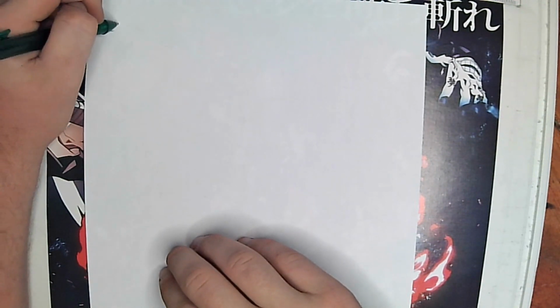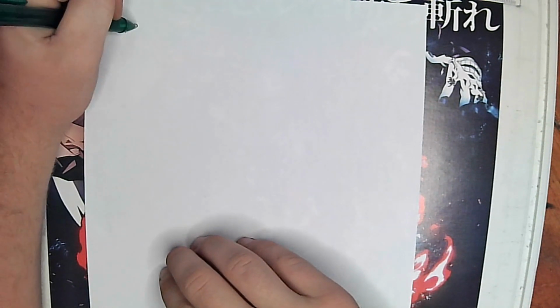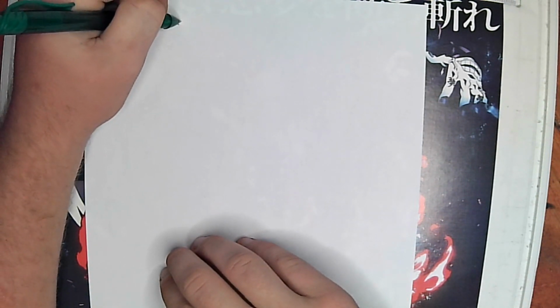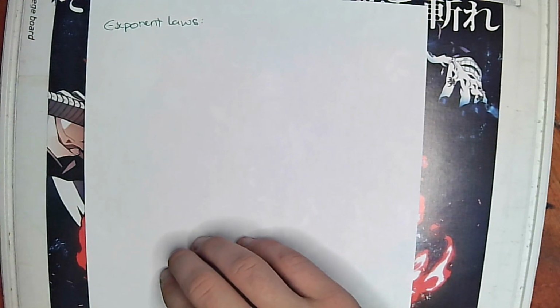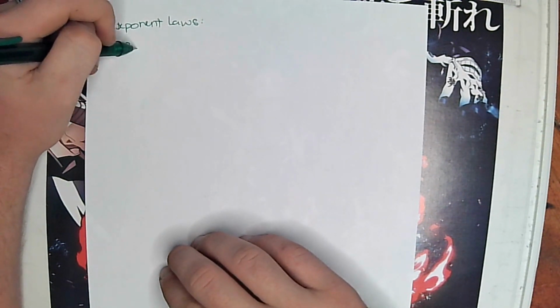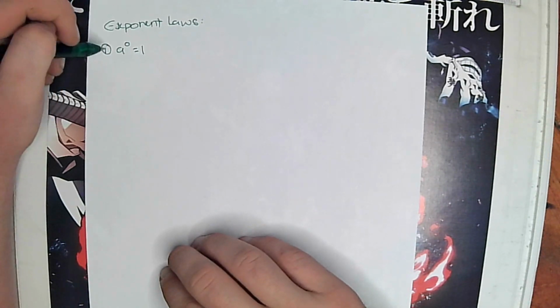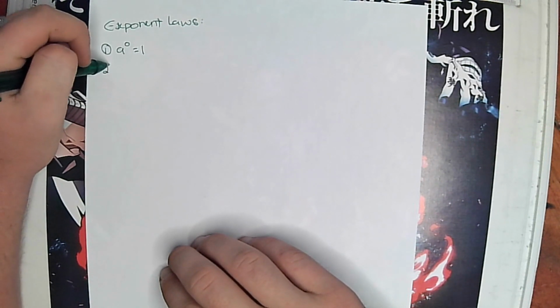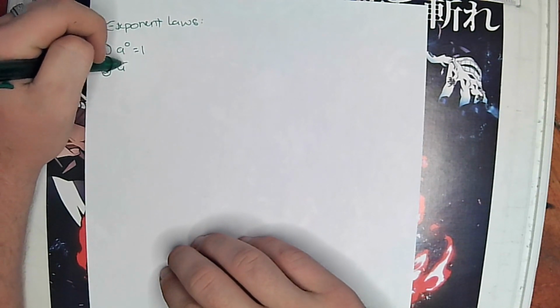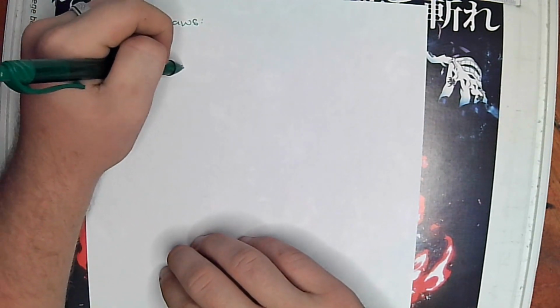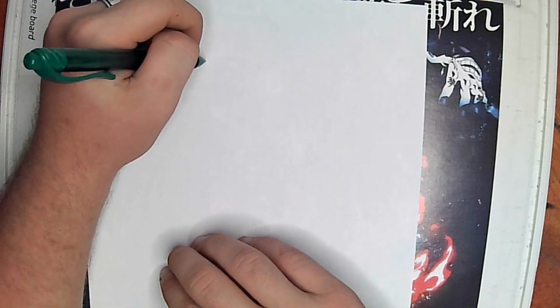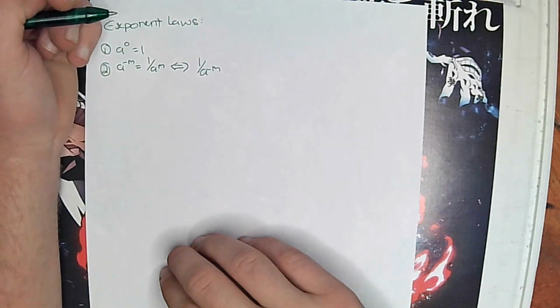So, first exponent law, well, let's just write exponent laws. The ones that you guys tend to forget, I really want to reiterate. 1: a to the power 0 is equal to 1. 2: a to the power negative m is equal to 1 over a to the power m, just the same as 1 over a to the power negative m is equal to a to the power m.